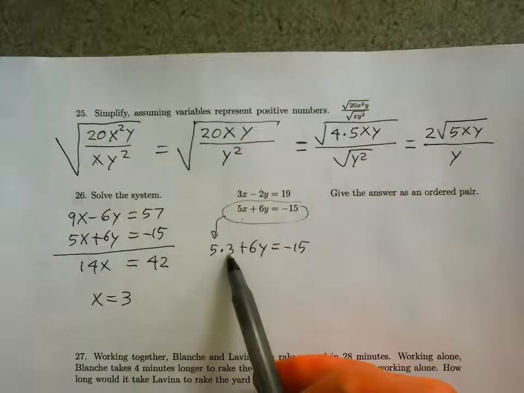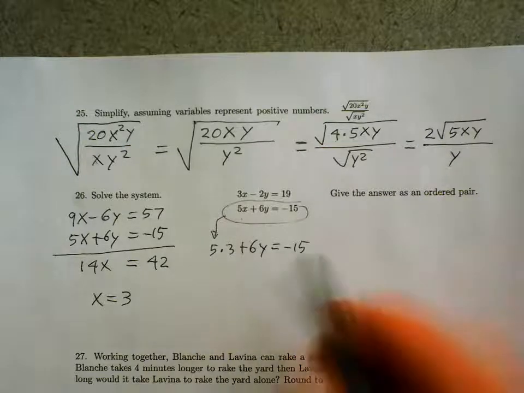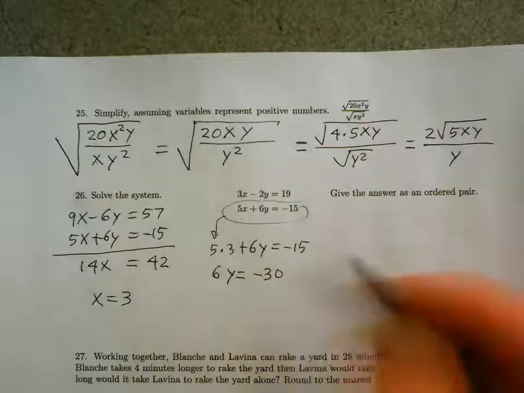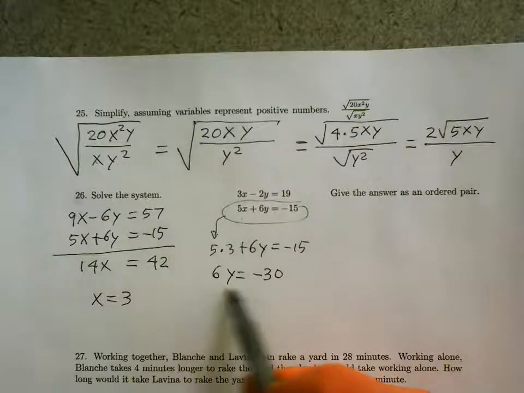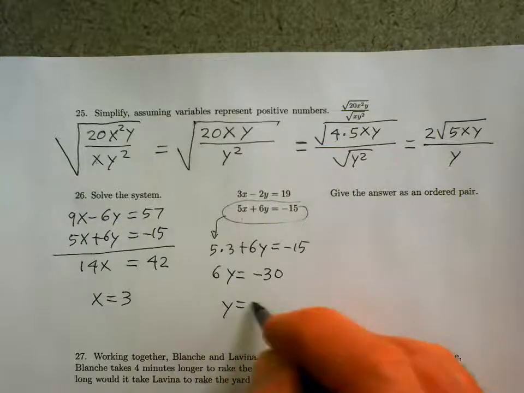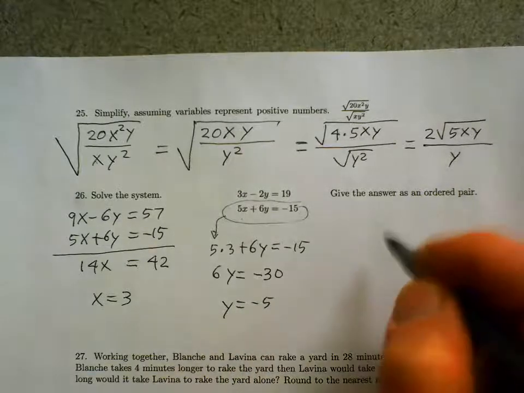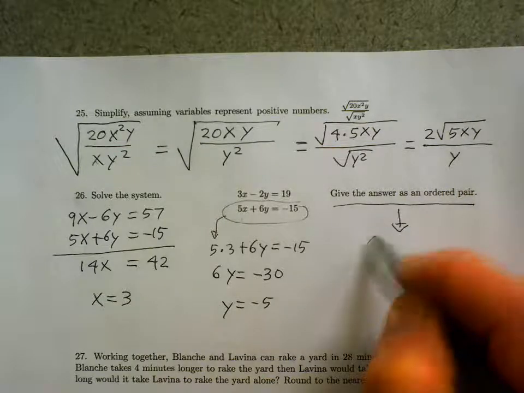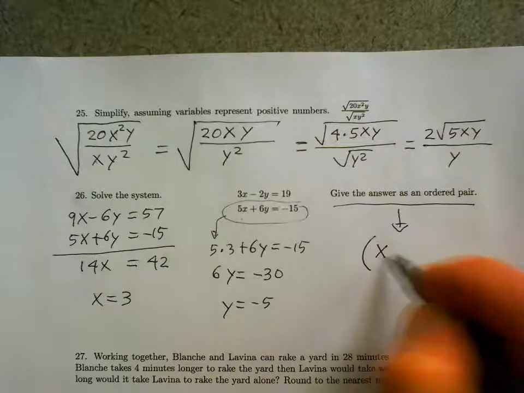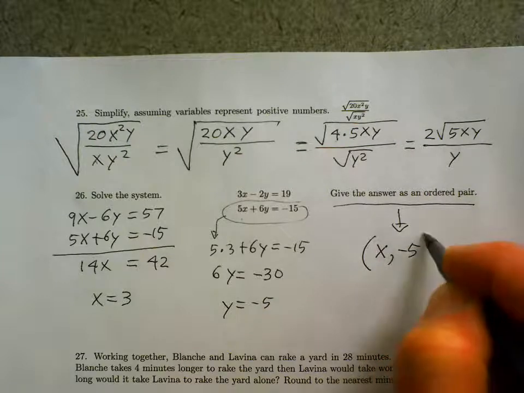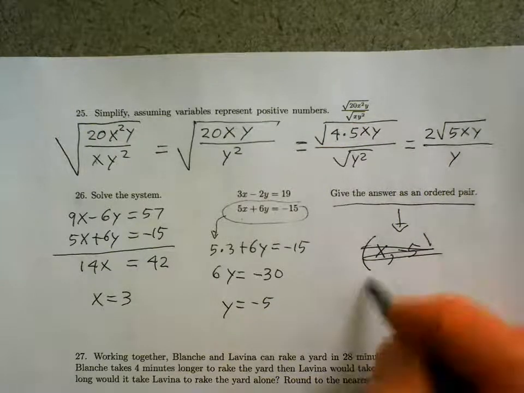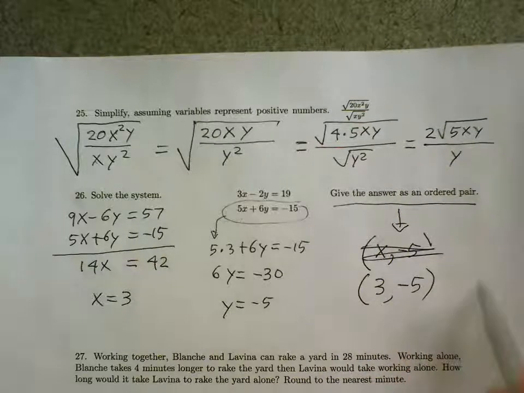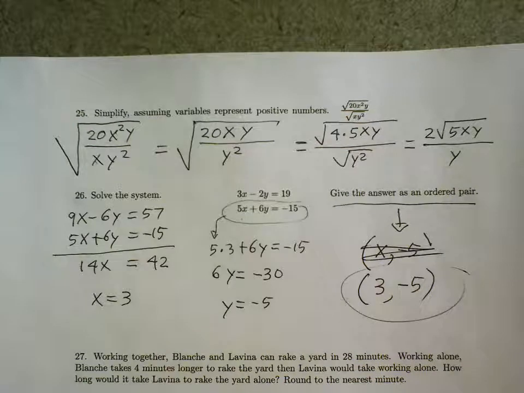5 times 3 is 15. We'll subtract 15 from both sides, and we'll get 6y equals negative 30. And then divide both sides by 6. We get y equals negative 5. So the solution as an ordered pair is the ordered pair x, negative 5. Oops, what am I doing? X is 3. The y coordinate is negative 5. So that is the ordered pair solution.